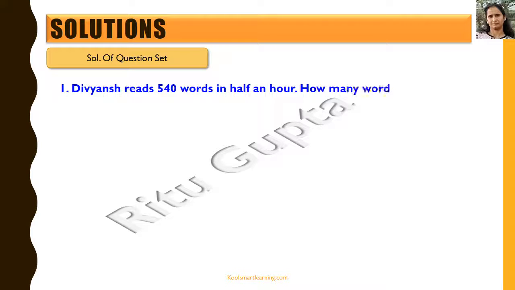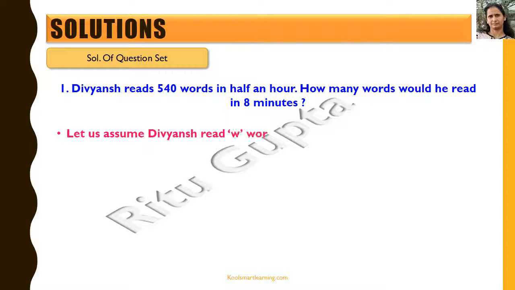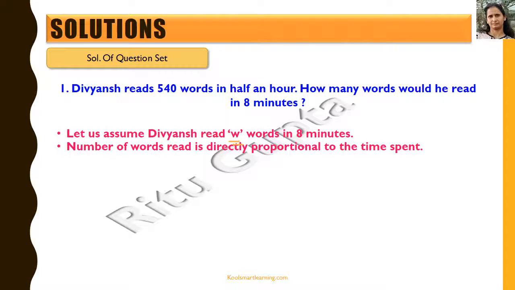The question says Divyansh reads 540 words in half an hour. How many words would he read in 8 minutes? So let's assume that he'll read W words in 8 minutes. Now we know that the number of words read is directly proportional to the time spent. So the number of words read by the time taken will be constant. In the first case, he read 540 words in 30 minutes. So we'll say 540 by 30 is equal to W by 8, since he reads W words in 8 minutes.